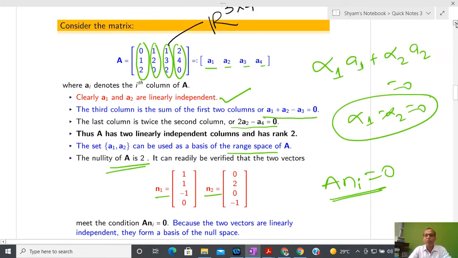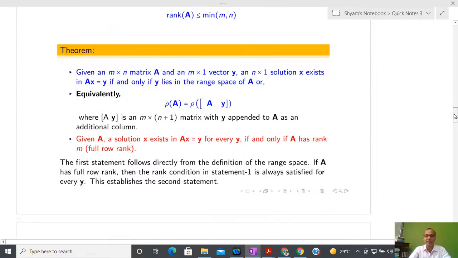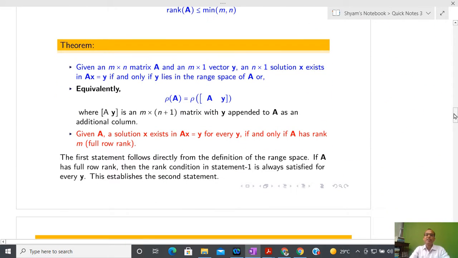Now what we found is that I have some kind of independent vectors, which I have defined as the range space of A, and another one is the nullity. So with the help of range and nullity, now I am going to define or talk about the solution of the equation. Let us first see the theorem, and after that I will see the solution.